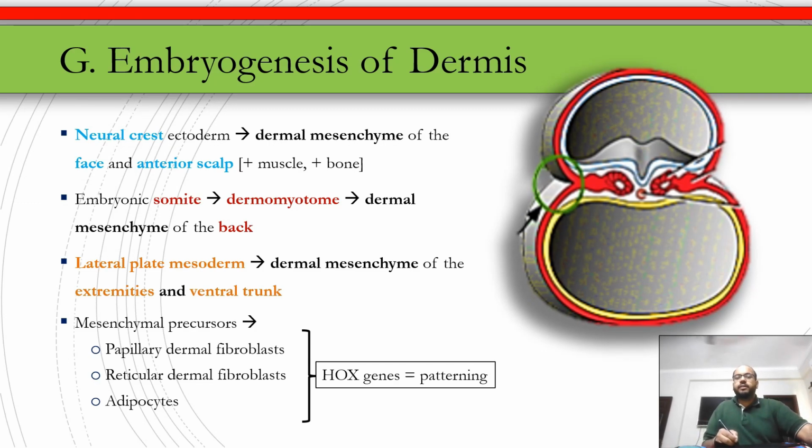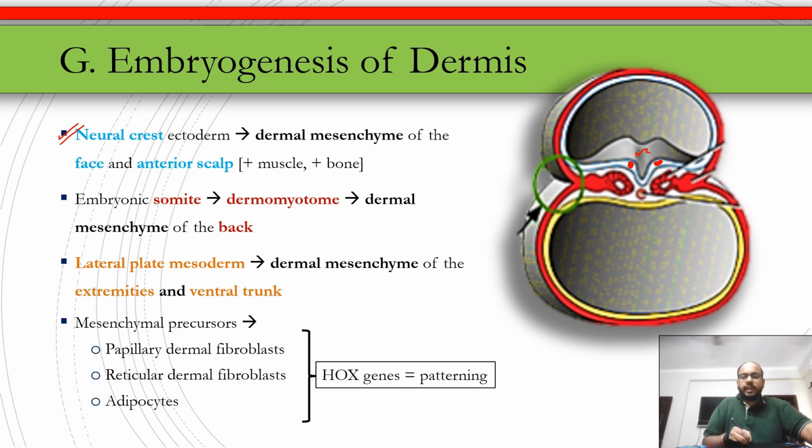Now, embryogenesis of dermis. We have completed the development of epidermis. Let's go to dermis. The neural crest ectoderm will give rise to the dermal mesenchyme of the face and anterior scalp. So neural crest somewhere here will give rise to the dermis of the face and frontal scalp.